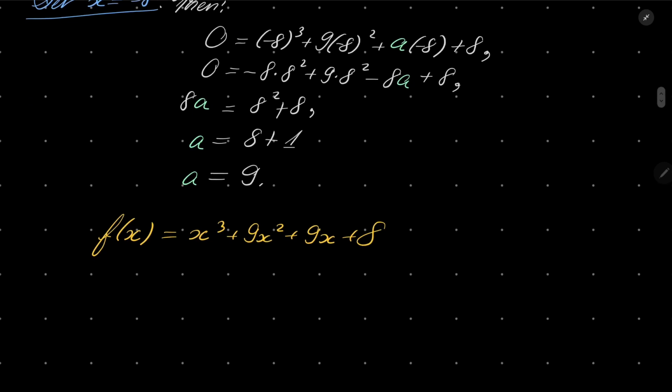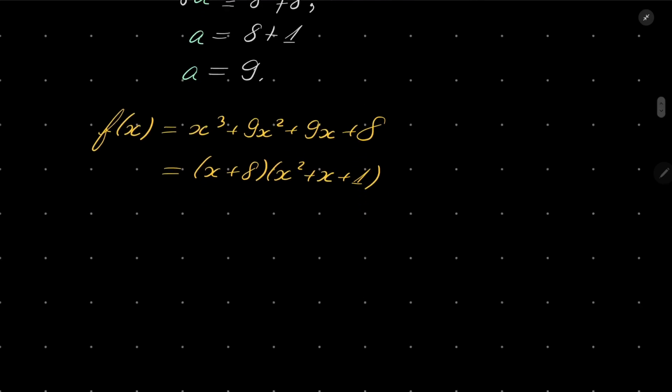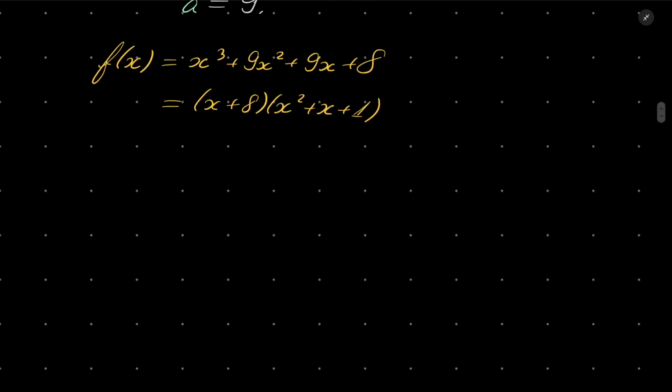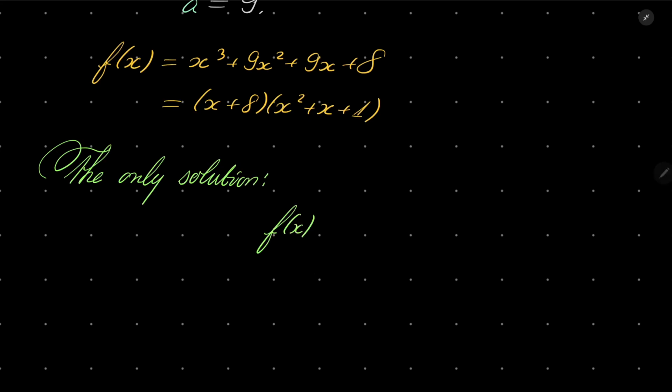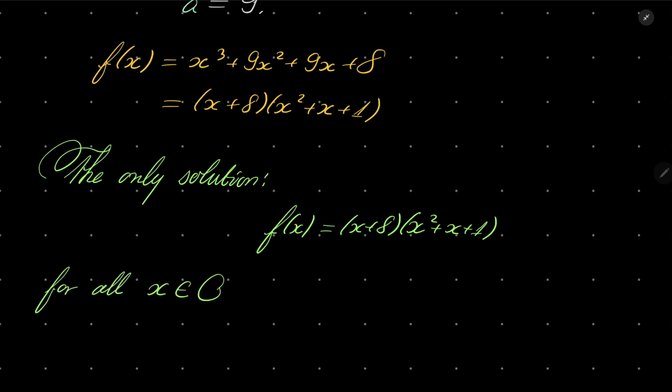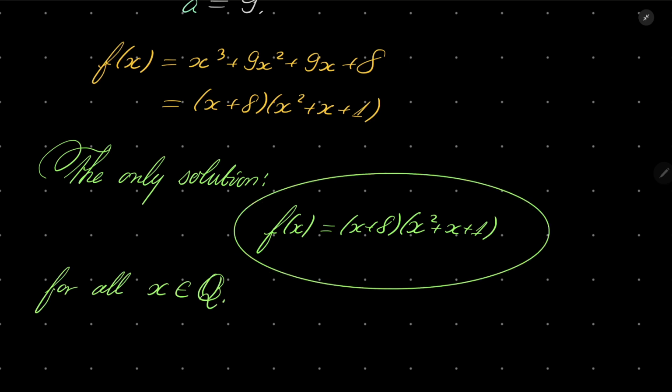And if you wish to write it in a different way, I leave the details to you, but it can also be written as x plus 8 times x squared plus x plus 1. And it's the only function which satisfies our equation. So the only solution to our equation is f of x equals x plus 8 times x squared plus x plus 1 for all rational numbers x. And that closes our problem.